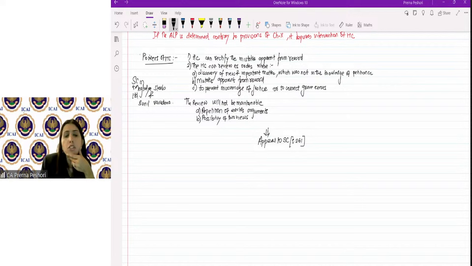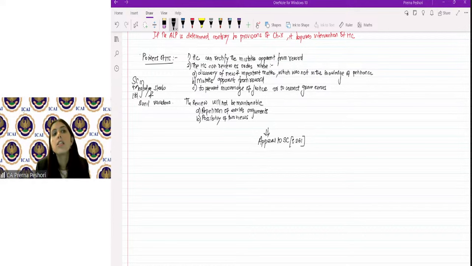So special leave petition is an extraordinary power which is given to the Supreme Court. Where a question of general public importance has been raised, in those cases, the special leave petition can be filed. So it can be against pending orders which are not yet passed by the High Court, which are passed by the tribunals, which are pending before the High Court. In those cases also, special leave petition can be requested.